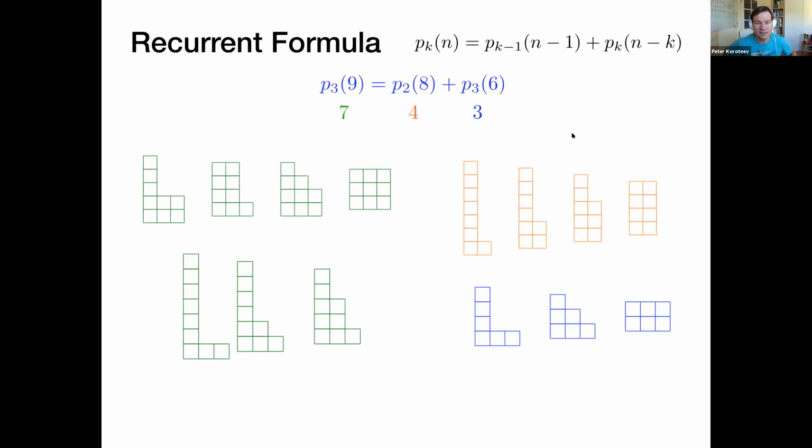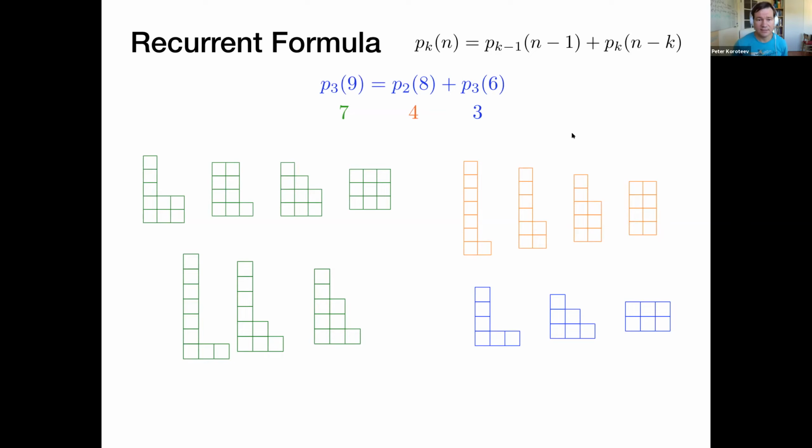Good. So here's again one of the examples from the table. P3 of 9 and P2. Yeah. So we're looking at partitions of 9 now. And so let's try to come up with an algorithm, with a recipe of how to map those partitions one to another.